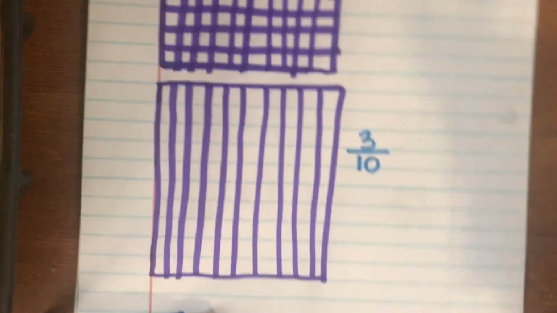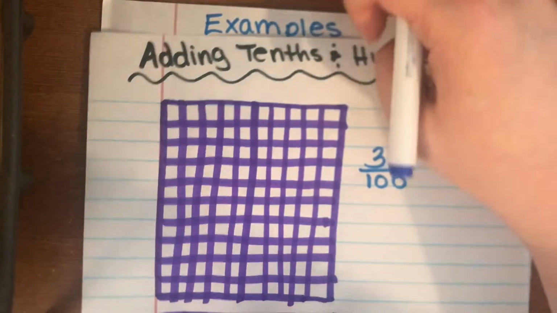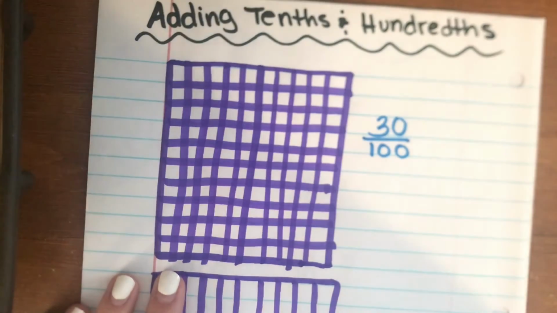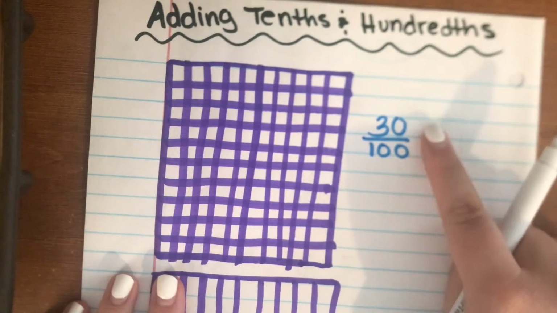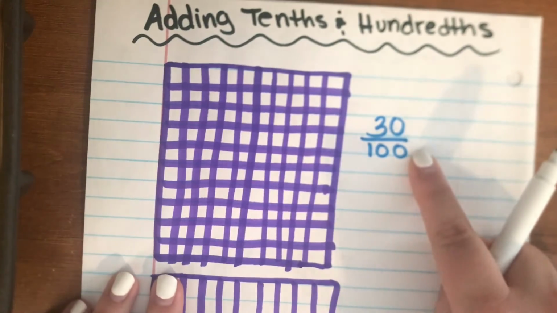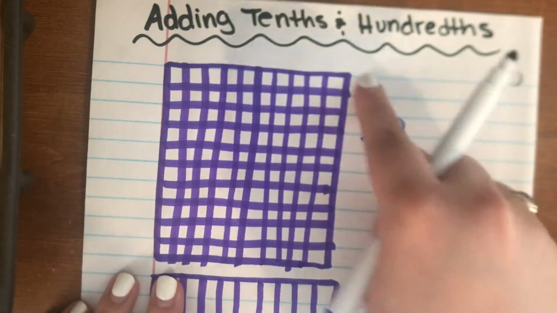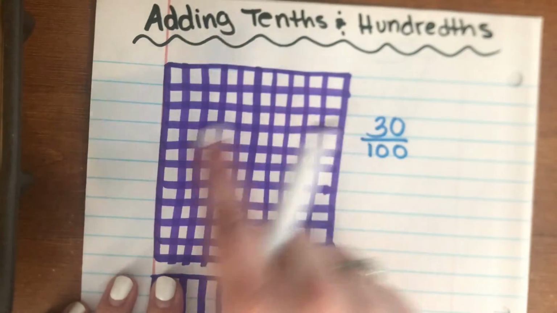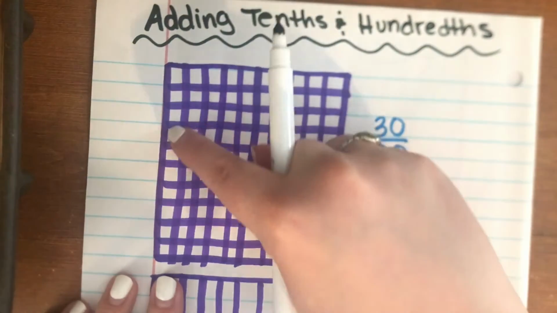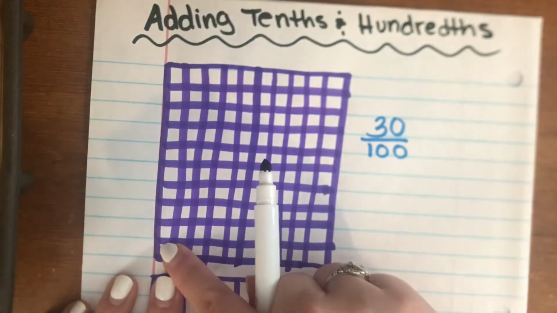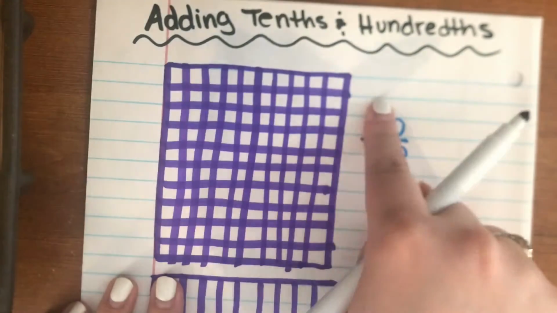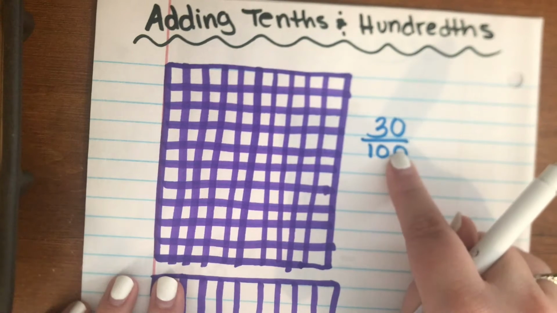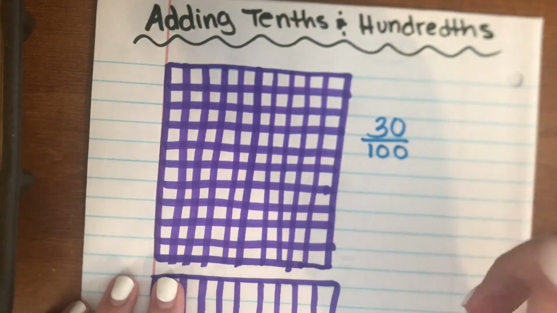Another thing I want to talk to you about as a review today is adding tenths and hundredths. That means we have a fraction like this, or we have 30 hundredths. Here is a little picture I made for you, a hundreds grid. If you were going to count each of these squares, you'd count 100 squares in all, and there would be 10 squares in one row or one column. So I'm going to shade in 30 individual hundredths, so 30 individual squares.